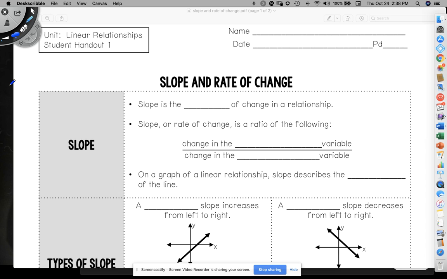All right, so this is a video tutorial on slope and rate of change. This was a Done with Teacher Day. So I'm just going to go over the lesson that we did in class.